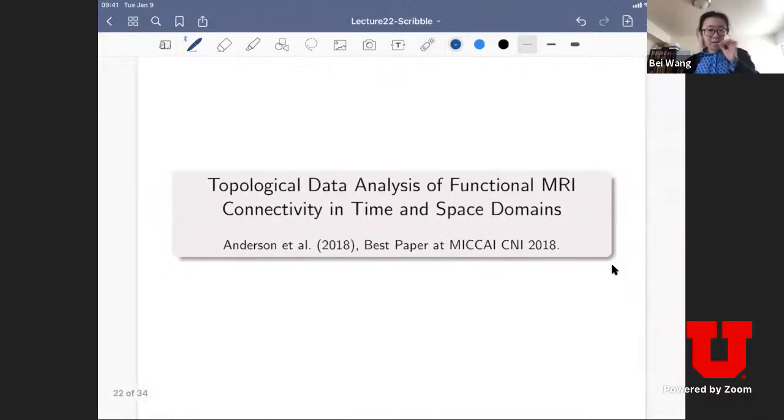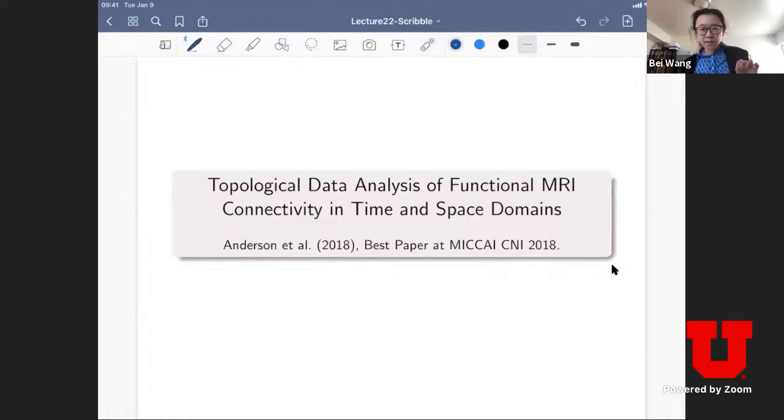I'm going to talk, for the next 10 minutes, about one application of using TDA to study data coming from neuroscience. And this is actually co-authored by one of my undergrad students. It's part of her undergrad thesis, which is pretty amazing. It won a Best Paper Award at the MICCAI workshop.